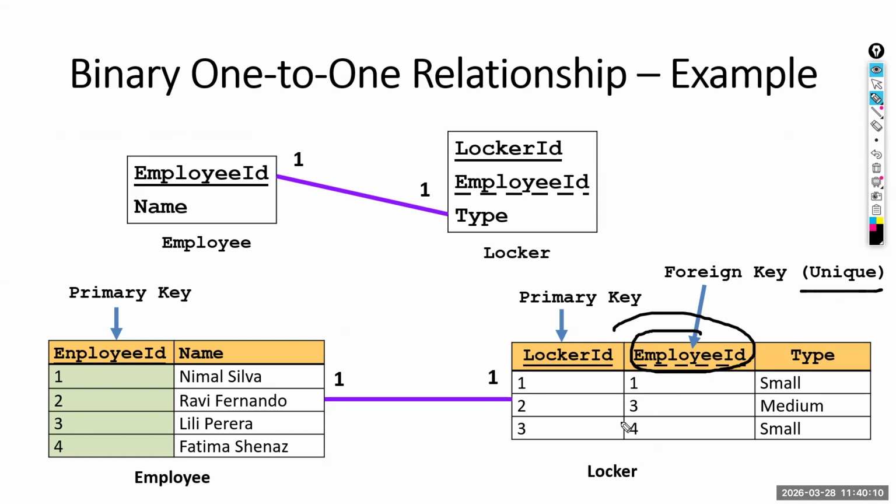Unique. You can't have the same value twice. So that means one locker or one employee cannot have multiple lockers.